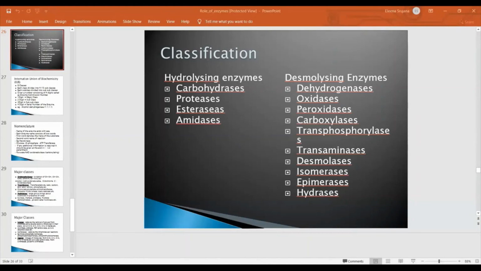Then the next major class is lyases. What these lyases do is they break down C-O, C-N and C-C bonds, for example pyruvate decarboxylase. So lyases break, whereas ligases will join. They're acting in the opposite way. Whereas isomerases are those groups which help in intramolecular reactions, like triose phosphate isomerase, phosphofructose isomerase, phosphohexose isomerase.